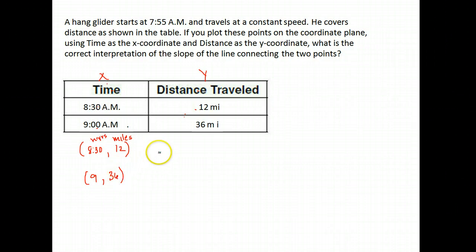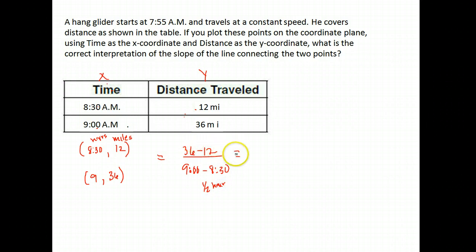Now, remember, when we find the slope, we want to do y minus y on top, okay, or the change in distance. So that would be 36 minus 12 on top. That's our y's. The change in x's on the bottom. Well, when we think about this, what's the change from 9 a.m. to 8:30 a.m.? That's 1/2 hour, right?